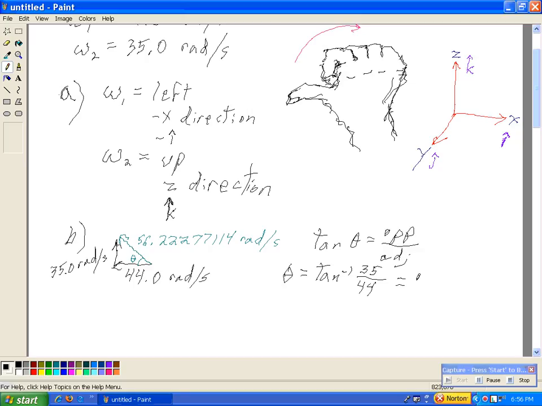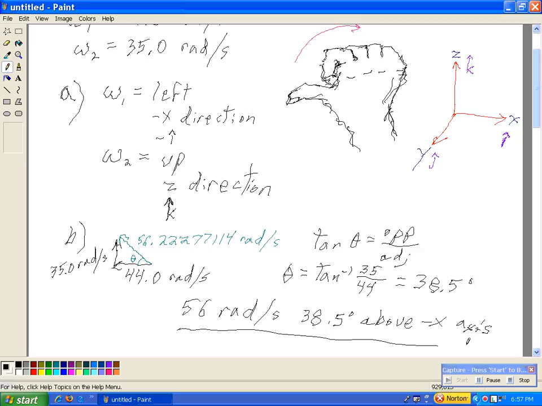So, this comes out to 38.5 degrees. Your answer would be, keeping in mind the number of significant figures, 56 radians per second at 38.5 degrees above the negative x-axis. Okay, there, it's done.